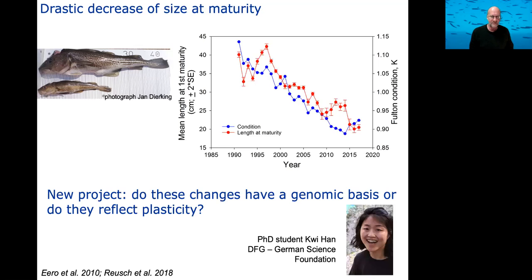And yeah, so we have a running project where we will do full genome resequencing of a whole time series to find out if we can find here the smoking gun. So a change at the population level of the allele frequencies in these cod that have changed so dramatically in terms of their mean phenotype.